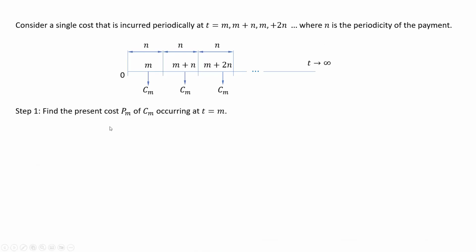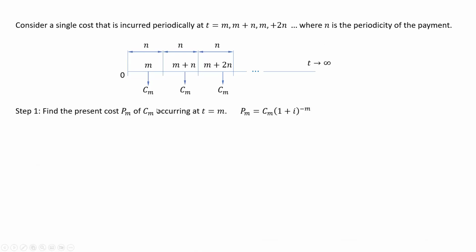So, step one would be find the present cost P sub m of this C sub m occurring at t equals m. You take this guy and find its present cost at t equals 0, t equals m thing, find its value at t equals 0. Cool. Now, when you do that, you can take the present value and smear it for n years.